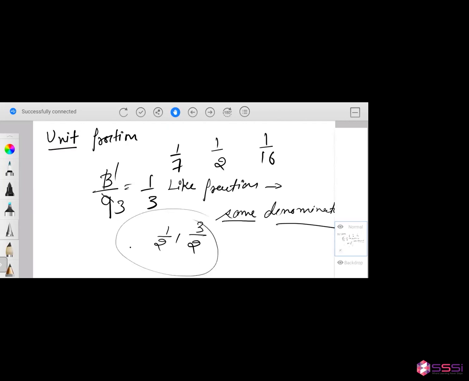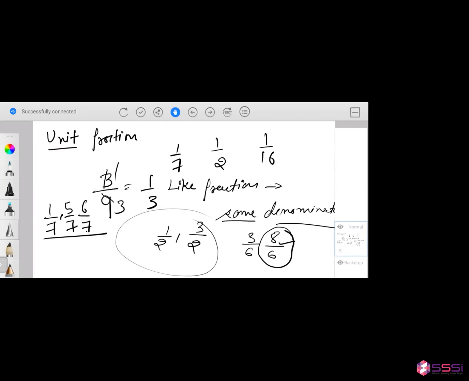Then it can be 3 by 6, 8 by 6. Is 8 by 6 a proper fraction or improper fraction? Ma'am, this is an improper fraction. So let's say 3 by 6, 1 by 7, 5 by 7, 6 by 7. These are like fractions.